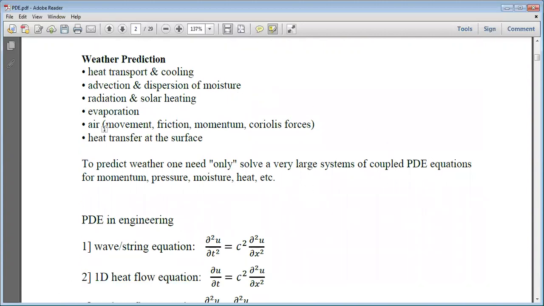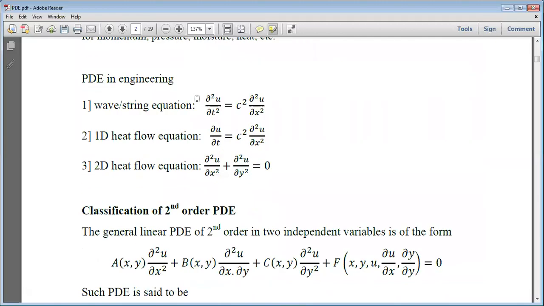So we can have partial differential equations containing this number of parameters. Based upon that, we can have the prediction of weather conditions. Now, how do PDEs occur in the engineering field? A simple example is the wave equation: d²u/dt² = c² d²u/dx².